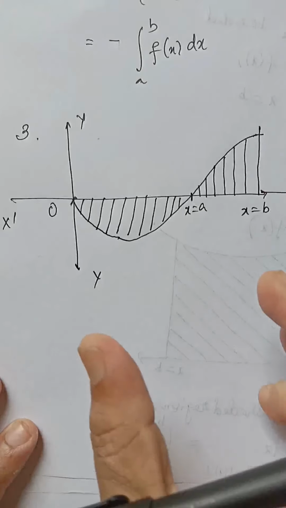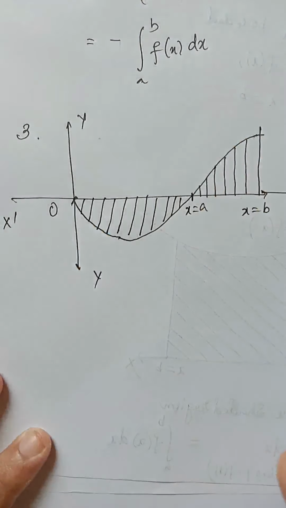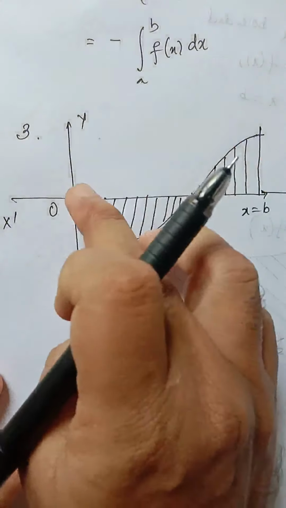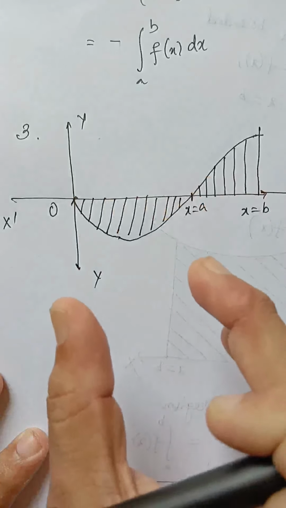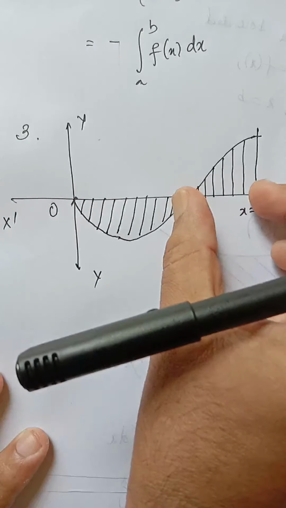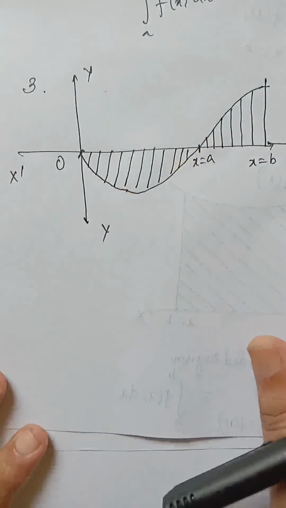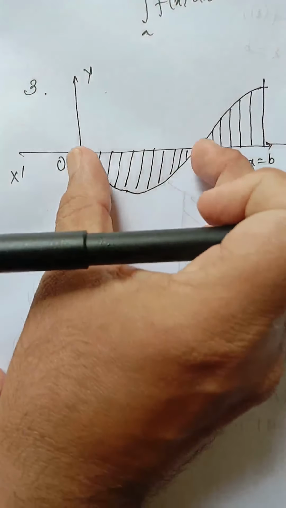And now let us consider this particular case. Suppose we have to find the area of this shaded region. We have to find the area of this part plus this part, and we will find them separately. First we will find the area of this part, and next we will find the area of this part, and we will add. Okay, let us first find the area of the first part.